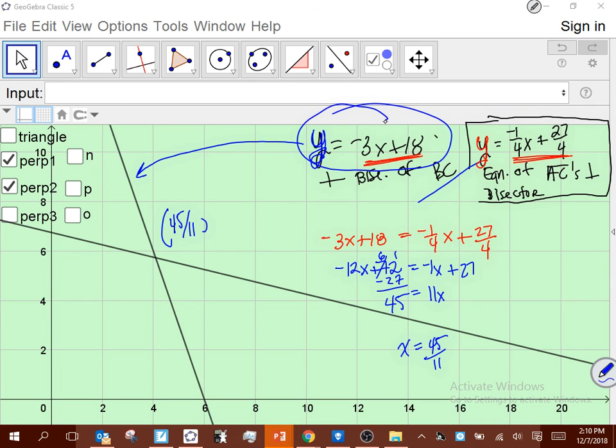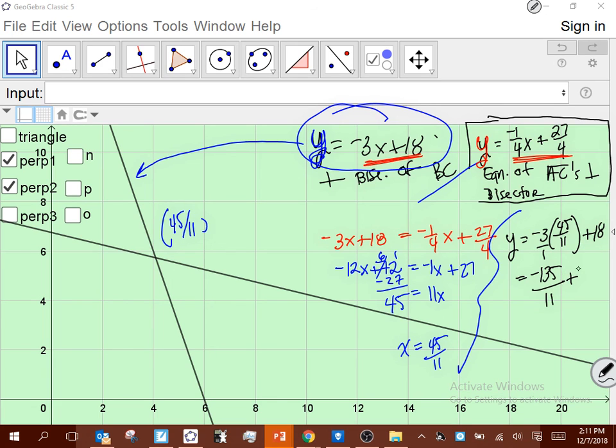Yeah, because there's no fractions there, right? Now, you're not going to be able to avoid fractions because you're substituting a fraction in, but the fractions you get are going to be simpler here than what they would be here. So I'm going to have negative 3 times 45 over 11 plus 18. When I multiply negative 3 times 45, that's 135, isn't it? And it's negative 135 over 11.